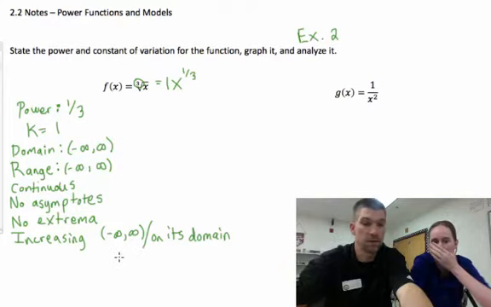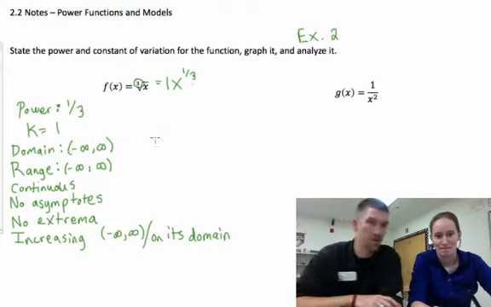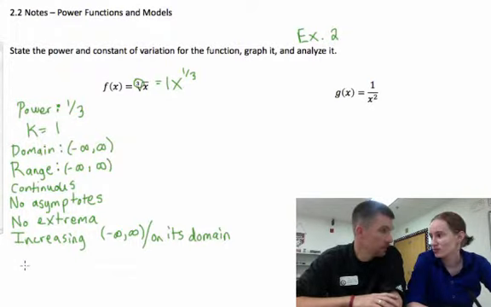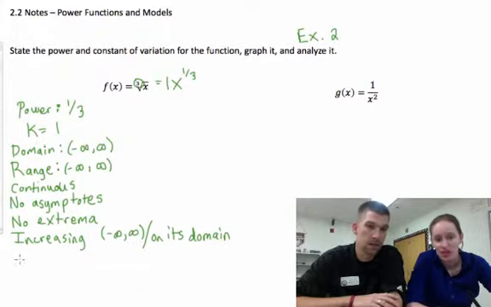That sounds perfect. Okay, so we're increasing on the domain. Are we decreasing anywhere? No. If we're increasing everywhere, we can't be decreasing. What else do we need? How about bounded? It's not bounded because we can get all the way up to positive infinity and negative infinity. So it's not bounded.